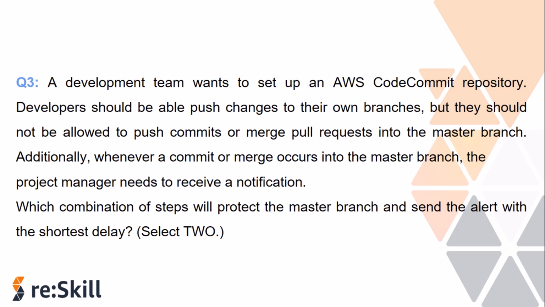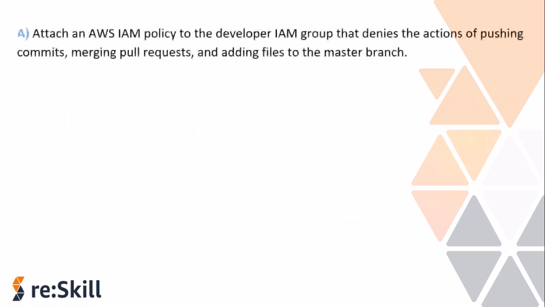Additionally, whenever a commit or merge occurs into the master branch, the project manager needs to receive a notification. So which combination of steps can satisfy this requirement with the shortest delay? Let's have a look at the options. First one, attach an IAM policy to the developer IAM group that denies the actions of pushing commits, merging pull requests, and adding files to the master branch.